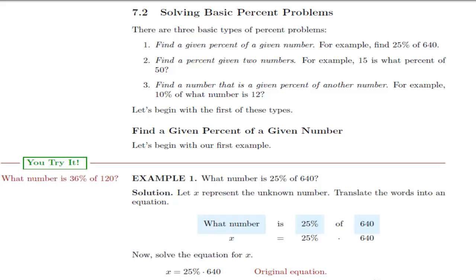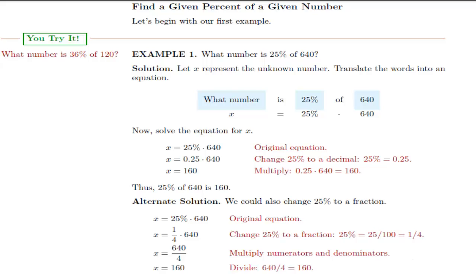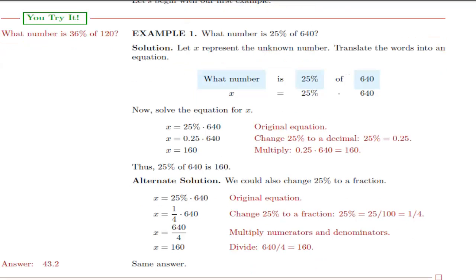Find a given percent of a given number. Let's begin with our first example. Example 1. What number is 25% of 640? Solution. Let x represent the unknown number. Translate the words into an equation. What number is equal to 25% of, or times, 640?